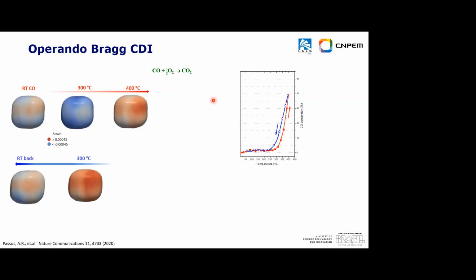For this study, we used a model reaction, actually CO oxidation, a very simple reaction. We analyzed the coated nanocube. We put this mixture of CO and oxygen in the reactor at room temperature. As we increase the temperature, we can observe here that the red region is the tensile strain. As we increase the temperature, we observe the red region, the tensile strain, in some preferential locations in the cube. So this already gives us information about the activity of the different facets.